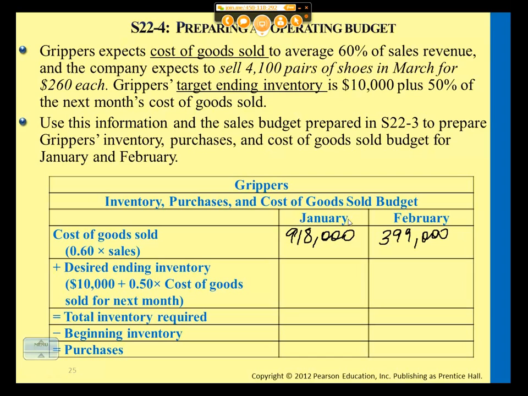So what is the next number? We just discussed that. It's from your previous exercise, right? It's the second budget that we're making on the same story, for the same company. So we took whatever we found at the bottom there, 1,530,000 and 665, and we multiply it by 60% each. Right? So what is the desired ending inventory? 10,000 plus 0.5 of cost of goods sold for the next month.